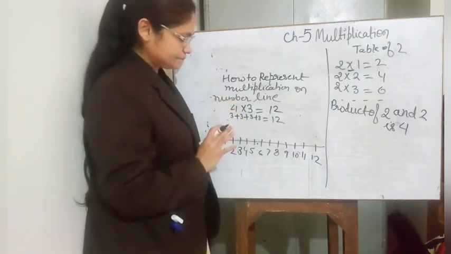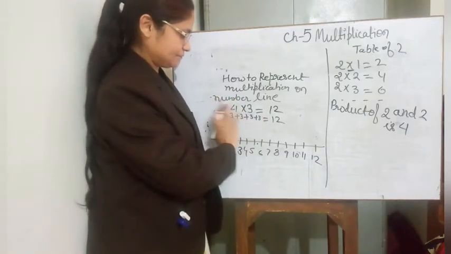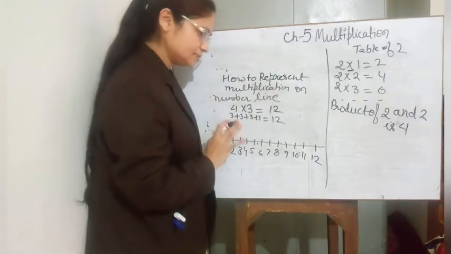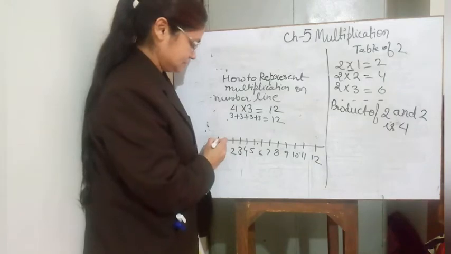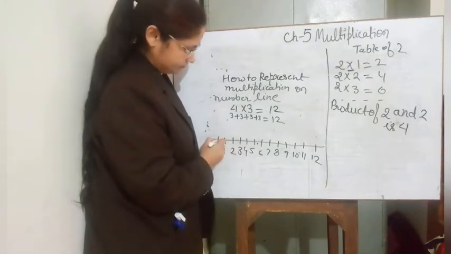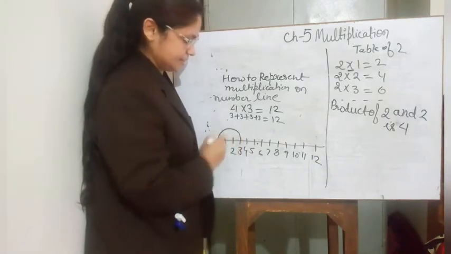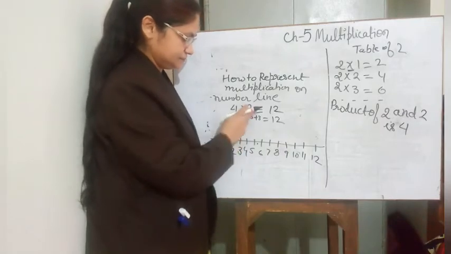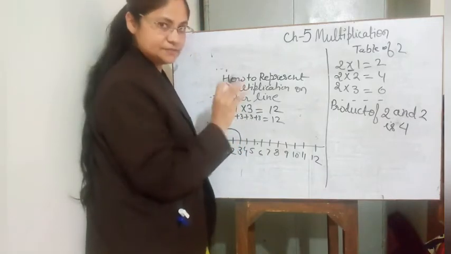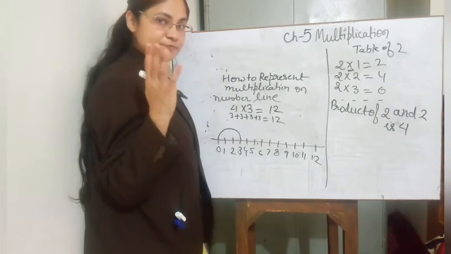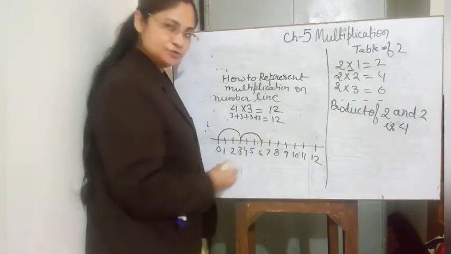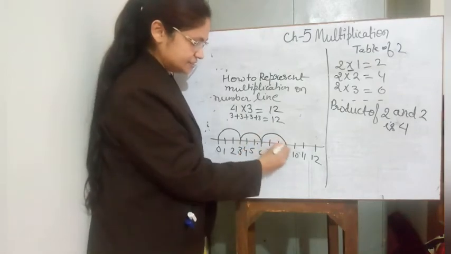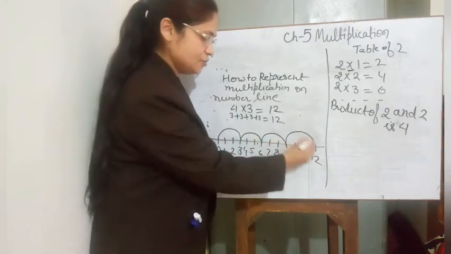Now, 4 3s are 12. Okay, so what will we do? We will start from 0, then 3, because 3 plus 3 plus 3 plus 3 means 4 times we have to add 3. So 0 to 3, 3 to 6, then 6 to 9, and then 9 to 12.